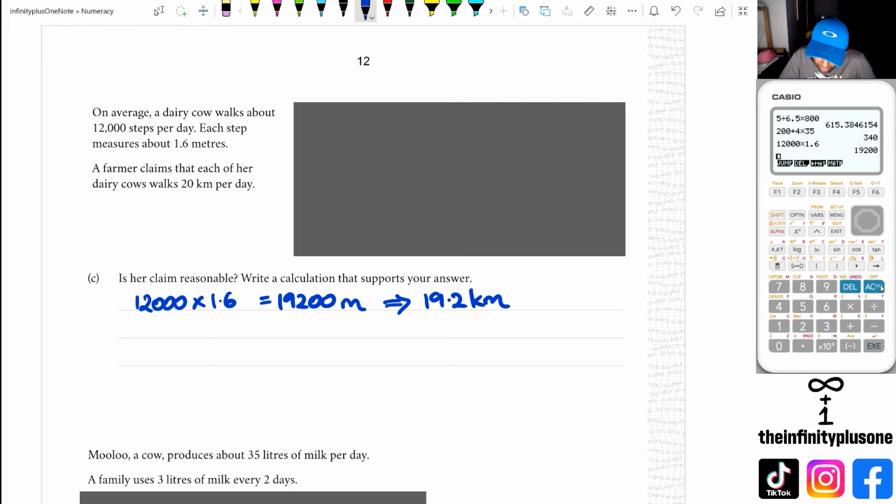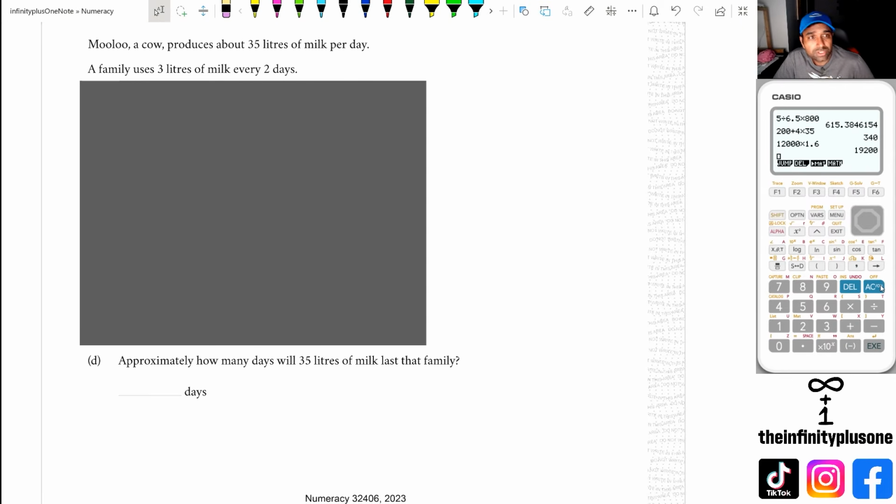All right, so this is one of those yes or no questions. If you say yes, you need to give the reason as to why you think it is. If it's a no, then you need to give the right reason as well. And look, like I said at the start of this question, it is one of those questions where you can go either way. As long as you give the reason, you're pretty much good to go. All right, question 4D. A cow produces 35 liters of milk per day.